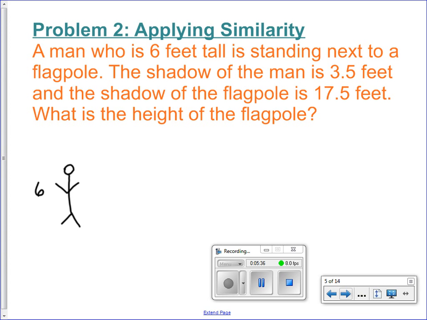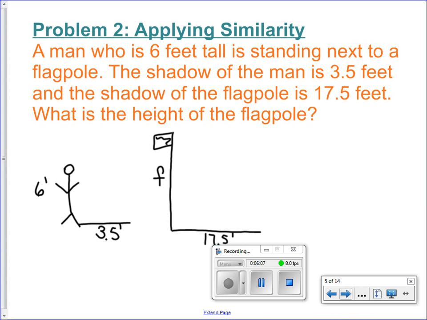So we have a man who is 6 feet tall, and he has a shadow that is 3 5/10 feet long. We also have a flagpole, and its shadow is 17.5 feet long. What we don't know and what we want to find out is the height of the flagpole. So I'm going to use the variable f to represent the height of the flagpole.